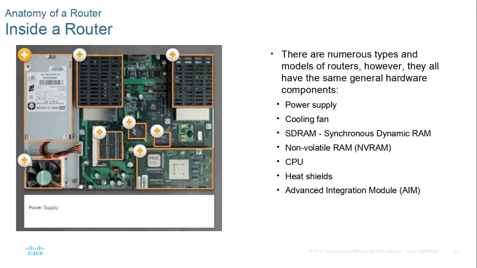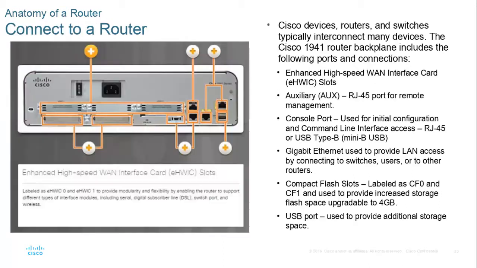They have a cooling fan because CPUs get hot. They have some kind of dynamic RAM memory, like synchronous DRAM. They have a non-volatile RAM to store the startup configuration file. They have a CPU chip, heat shields, and ours contains something called an advanced integration module that can do some network address translation functions and things of that nature.